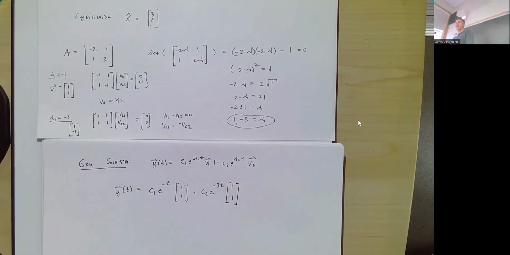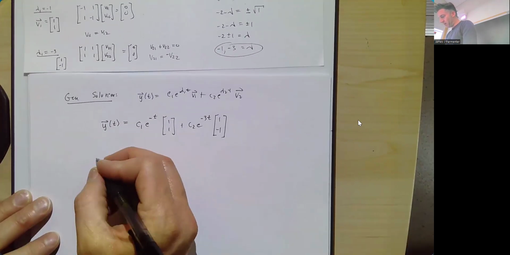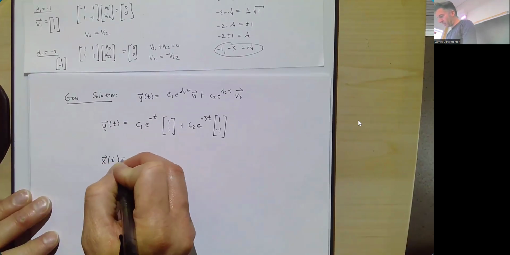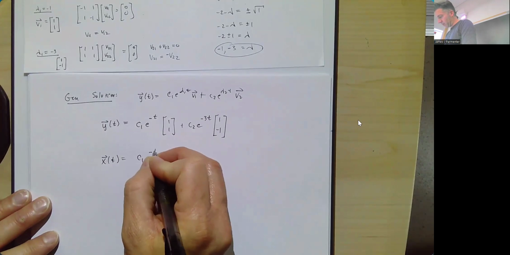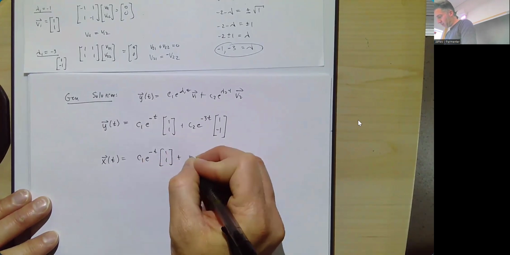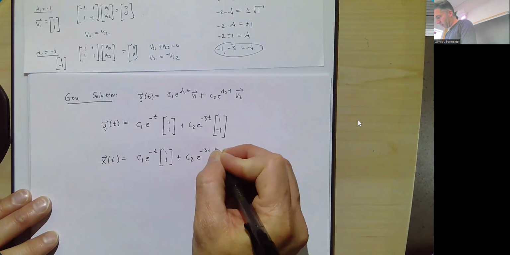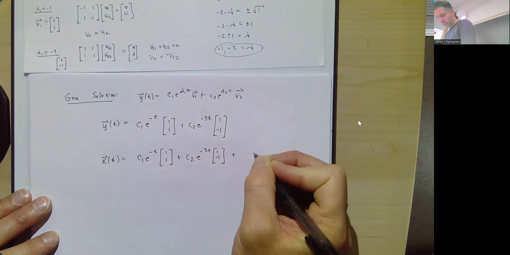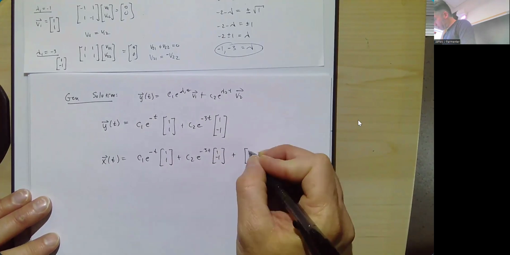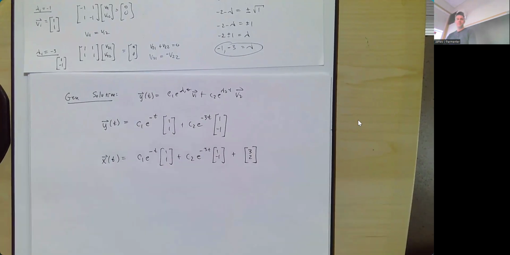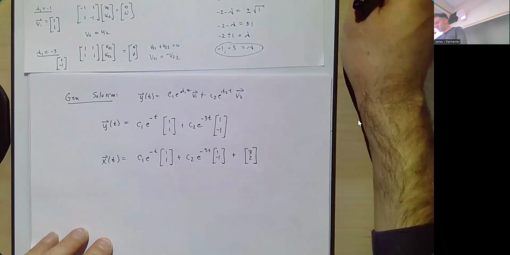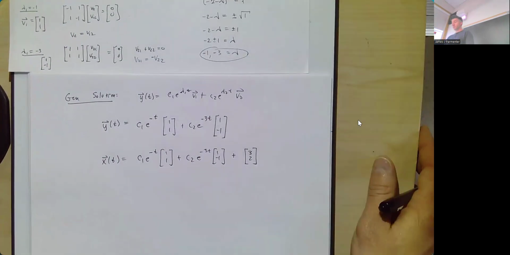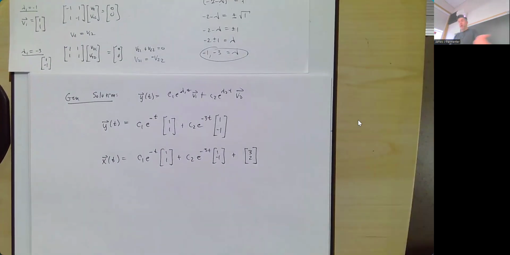And then for the x thing, you just take that and add on your equilibrium, which I should really call it, not your particular solution. So if that's y, then x is just c1e to the -t times 1, 1, plus c2e to the -3t times 1, -1, plus 3, 2. Right, it was 3, 2? Yeah, it was 3, 2. And that's the correct solution.